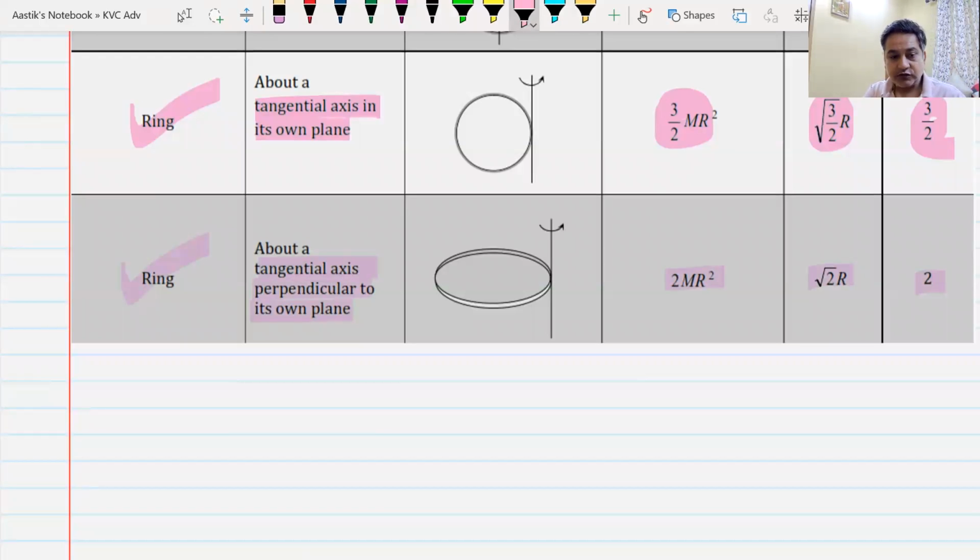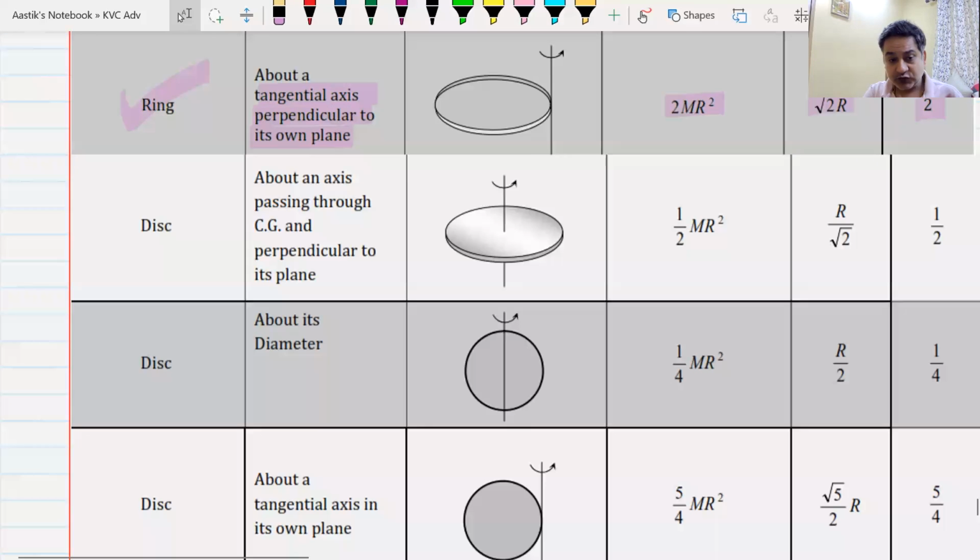Next we come on to discs. Are you noting it down or you are just seeing it? You can just see it, not a problem. If you understand this, you don't have to note down. I am also not a big fan of noting down everything. To understand this, that is the purpose. Just showing it to you because I have to show it to you.